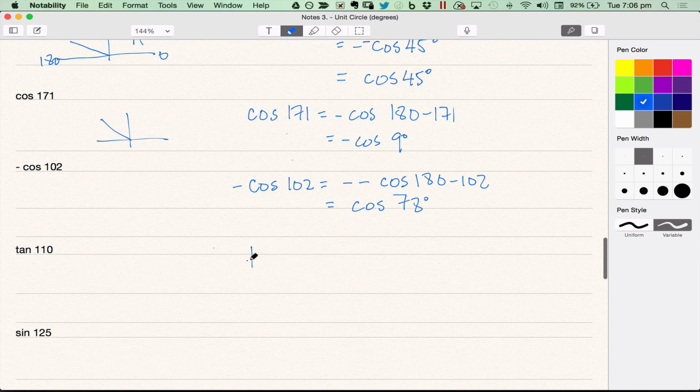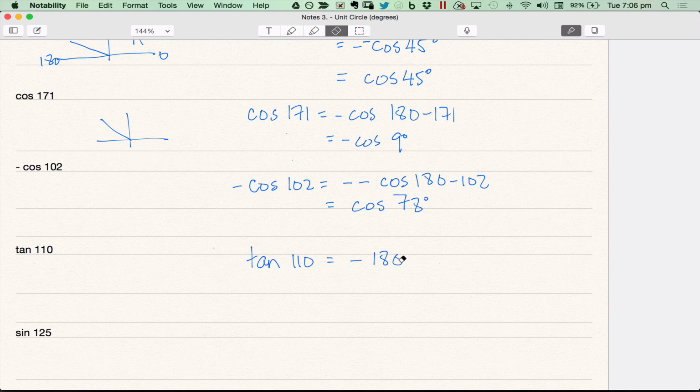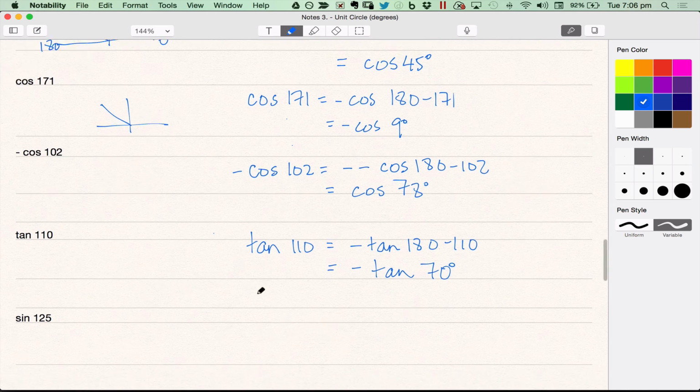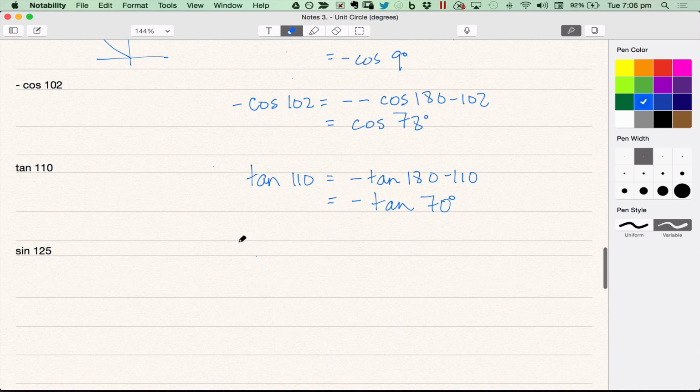Tan of 110. Tan will be negative in the second quadrant. Forgot my tan. Negative tan 180 minus 110. Negative tan 70 degrees.